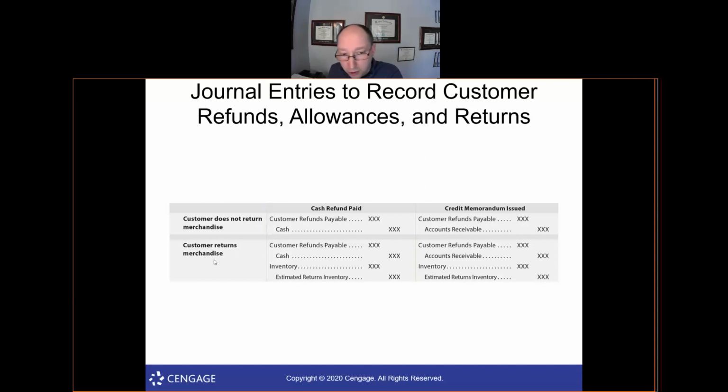If the customer is returning the merchandise, debit customer refunds payable, credit cash, and then we debit inventory to return the inventory back to our inventory account, and we credit estimated returns of inventory. And of course, if they bought it on credit, we would just reduce their accounts receivable instead of giving them cash back.